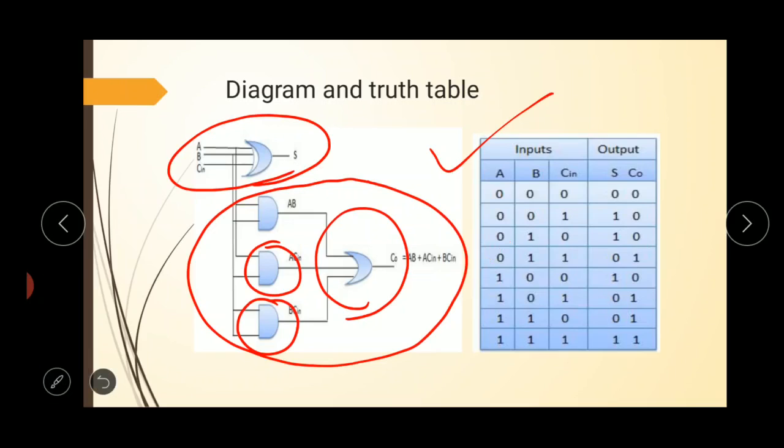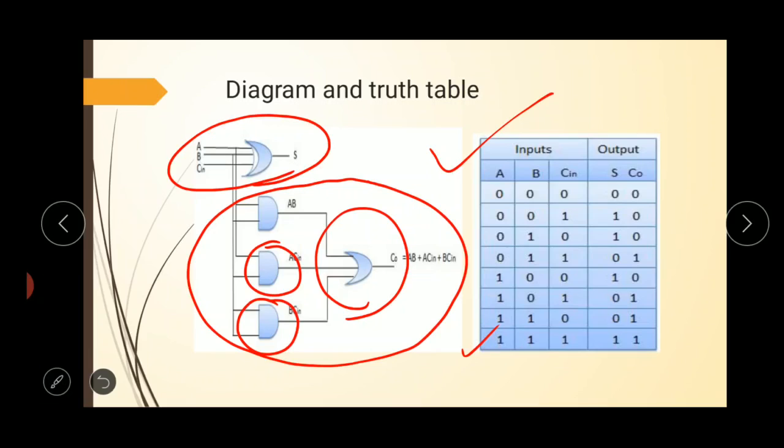And when the combination is 1 0 0, then at the output we get 1 and 0. When the input is 1 0 1, output is 0 1. When the input is 1 1 0, then the output is 0 1. The last combination is 1 1 1, and the output we get is 1 1.